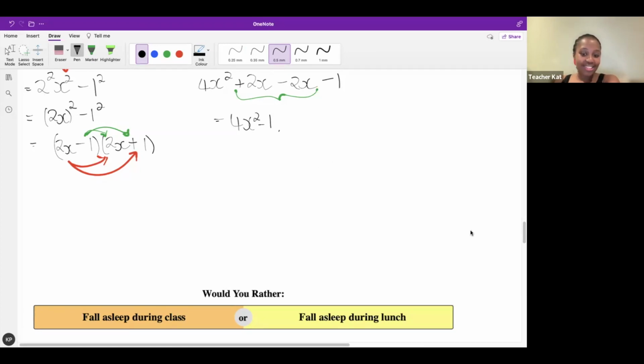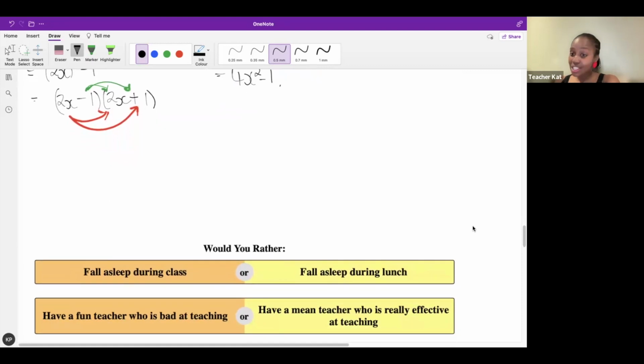The next one: would you rather have a fun teacher who is bad at teaching or a mean teacher who is good at teaching? So either someone who's fun but can't teach or someone who's really mean but can teach. Which one would you rather have? Lala says, I'd rather have a mean teacher. I want to learn. Yolanda agrees. Angel says, I don't want either of them. Logan says, I want 100%. Everyone's saying mean teacher. So I must start being mean. I'm going to say you guys told me I should be mean.